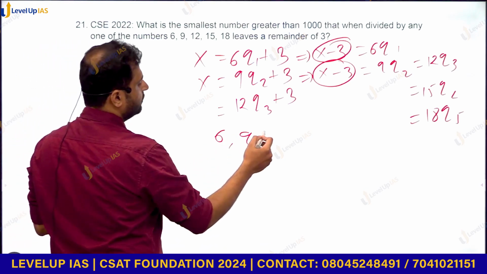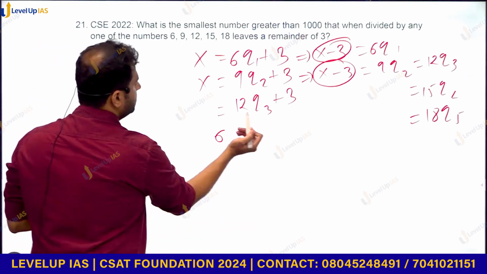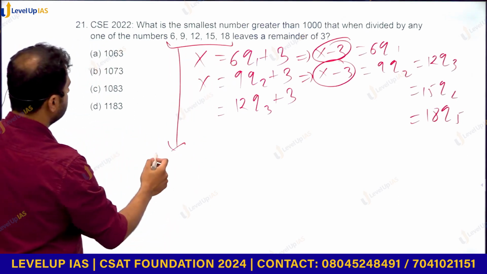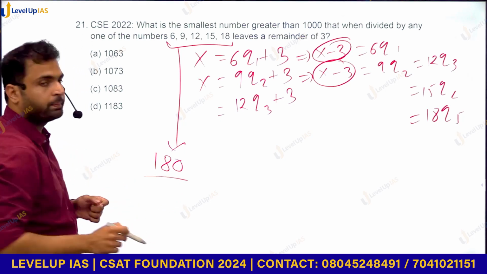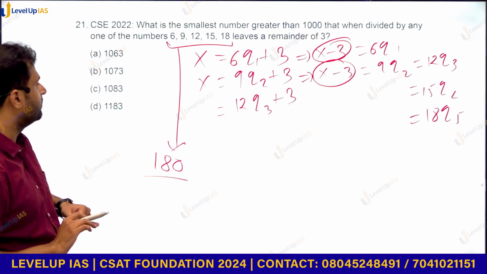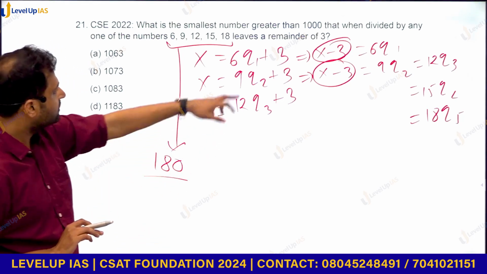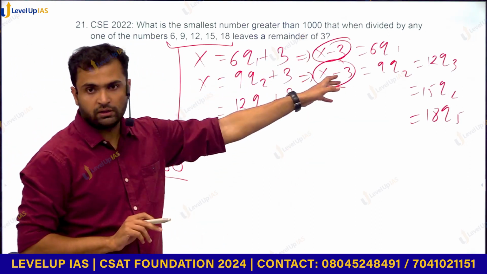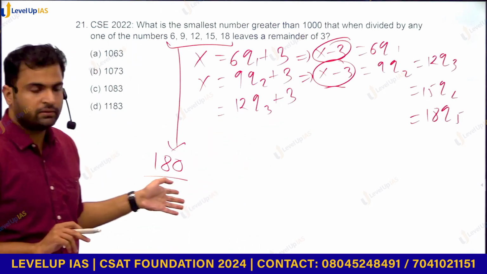Now this is an exercise for you. What is the LCM of these numbers? It turns out as 180. 180 is the LCM of all of these numbers. So 180 is this x minus 3. So x would be 180 plus 3, 183.